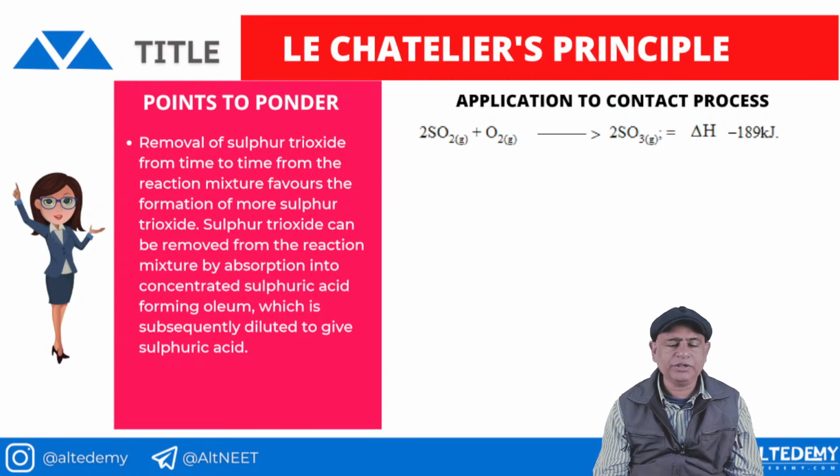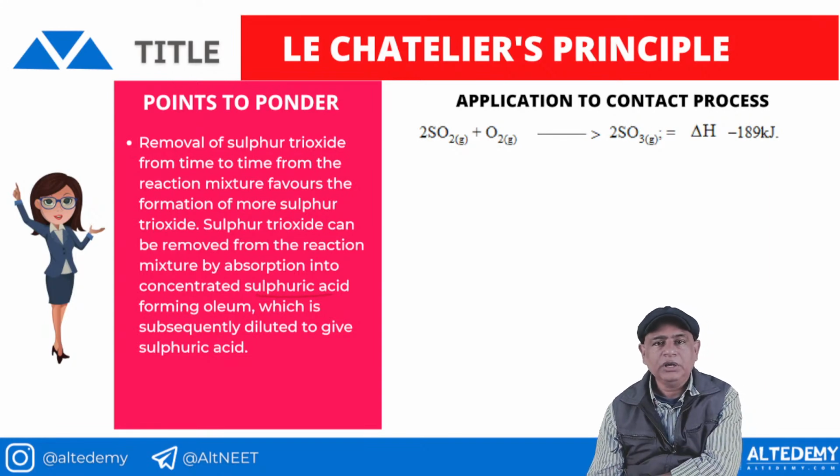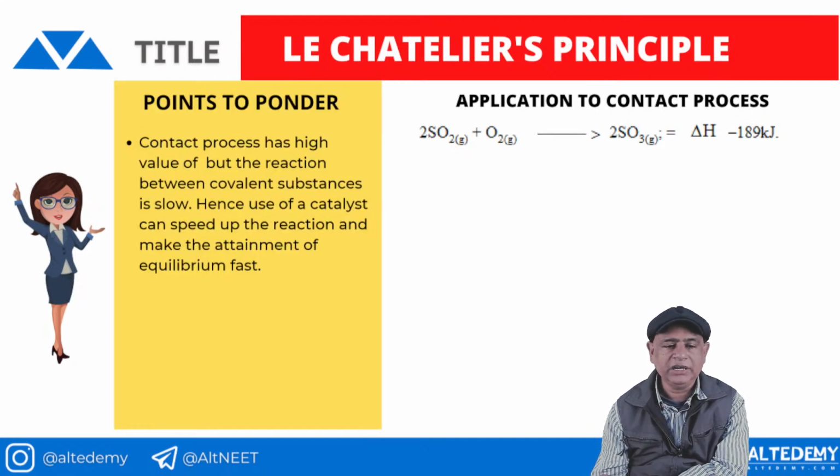removal of sulfur trioxide from time to time from the reaction mixture favors the formation of more sulfur trioxide. Sulfur trioxide can be removed from the reaction mixture by absorption into concentrated sulfuric acid, forming oleum, which is subsequently diluted to give sulfuric acid. As I showed you, in the process of formation of H2SO4, we basically form oleum and then we add water to it and create it.